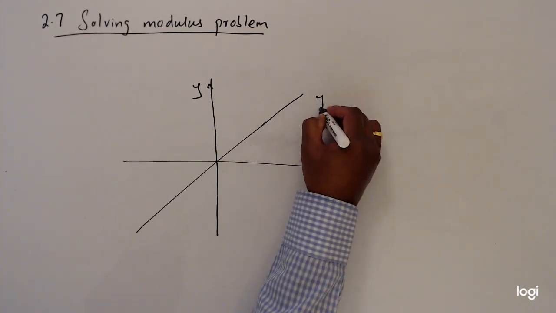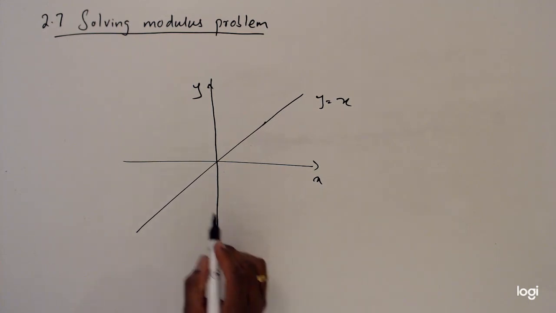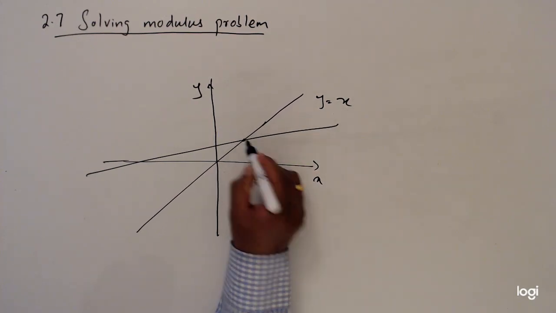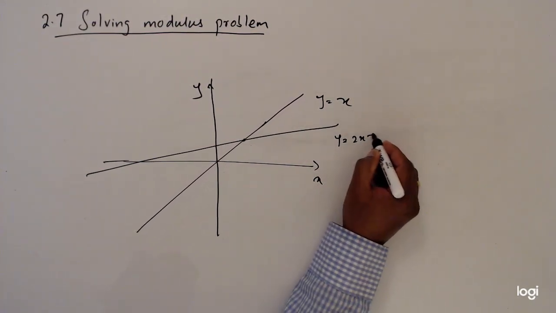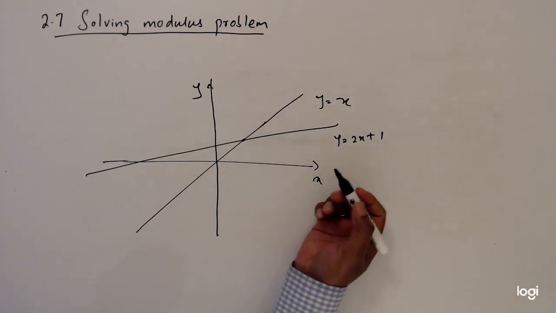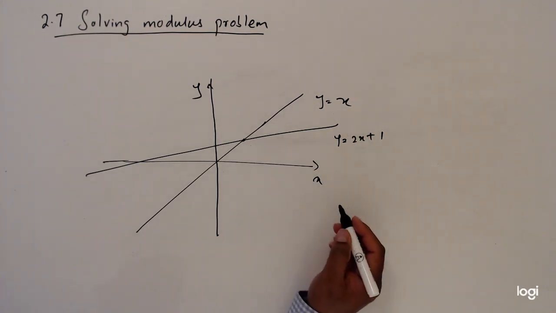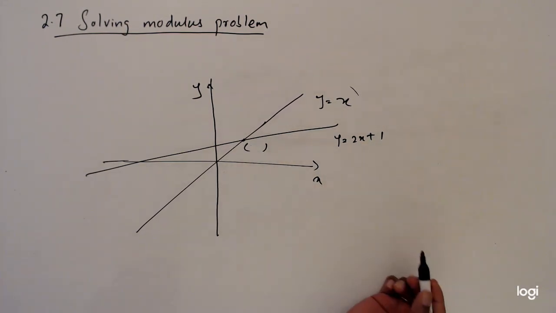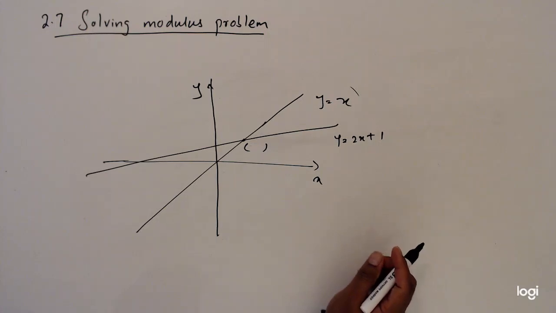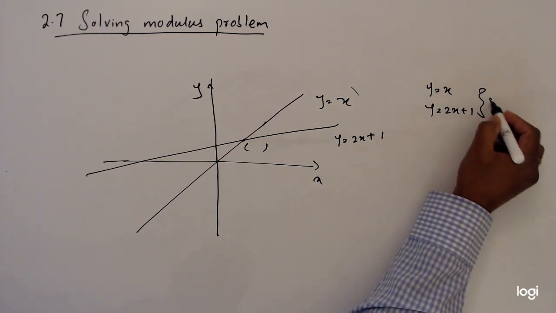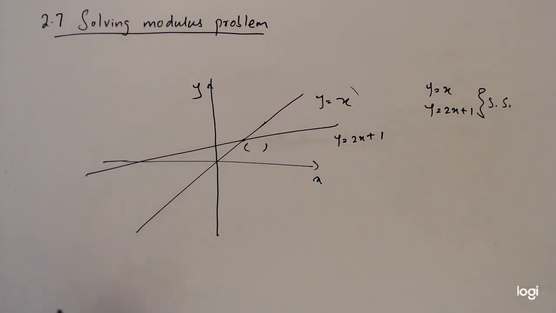So this is the y equal x line. So this is another line. I'll take this as y equal 2x plus 1. Now, you know to find this intersection point, we have to solve these two equations and we can find the intersection point. So we solved already. y equal x and y equal 2x plus 1, you have to solve simultaneously and then job done.